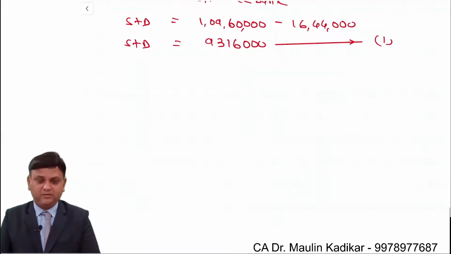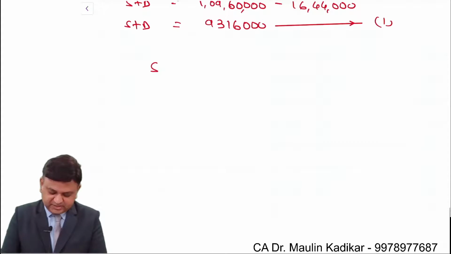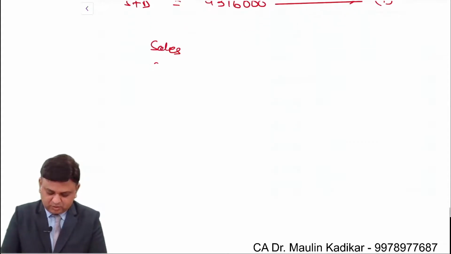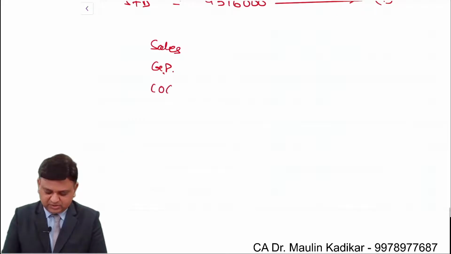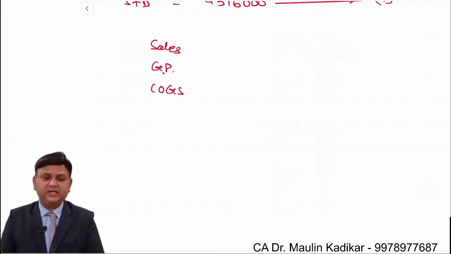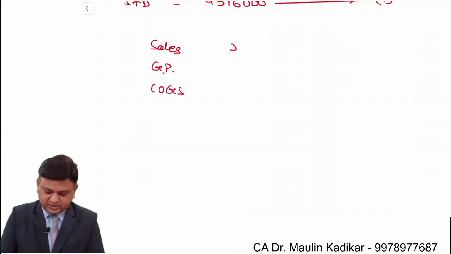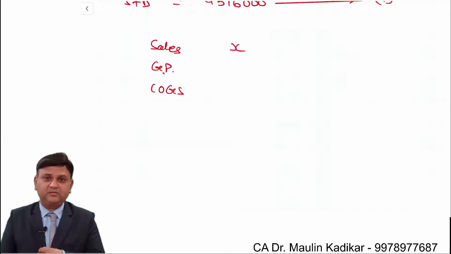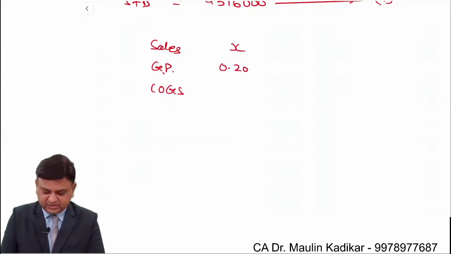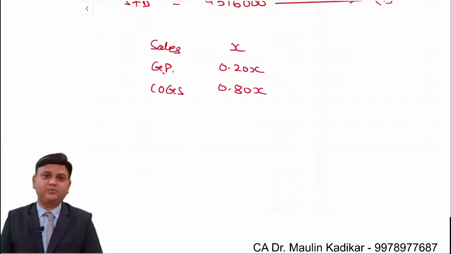Okay, now sales, gross profit and COGS. Let us assume that the sales is equal to X. Then what would be the gross profit? 0.2x. What would be COGS? 0.8x. That is the proportion that we will have.